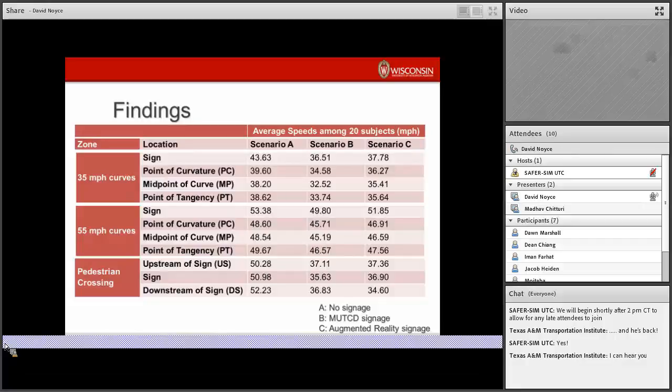When you look at scenario B and C, what we saw was very consistent speed results with the MUTCD type signage and with the heads-up display type signage. So this gave us our first insight into thinking, well, this augmented display type approach may be as effective or at least a possible supplement to post-mounted signs when you have this technology in these types of environments.